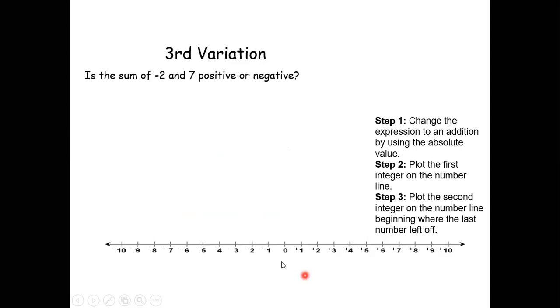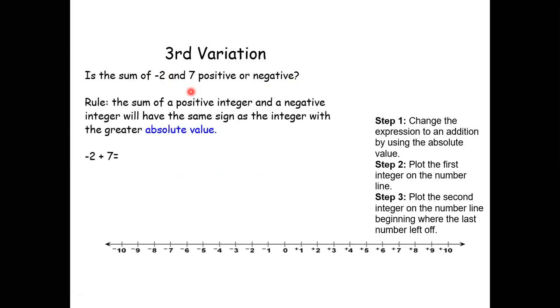Next, is the sum of -2 and 7 positive or negative? We know the sum of two positive integers is always positive and the sum of two negative integers is always negative. But the third case is where one number is negative and the second number is positive. So how can we find whether the answer is positive or negative? The rule is: the sum of a positive integer and a negative integer will have the same sign as the integer with greater absolute value.